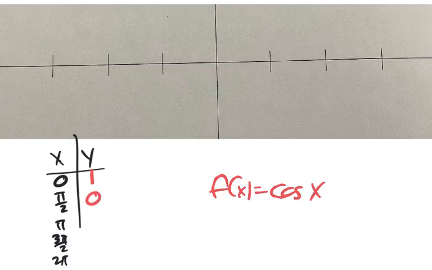If I rotate pi over 2, I'm at 0. Pi is at -1. 3 pi over 2 is 0. 2 pi is 1. It's my x values as I'm rotating around. Again, I'm at 0, 1 at the beginning. Pi over 2, 0. Pi, I'm down to -1. 3 pi over 2, back to 0. And then 2 pi up to 1.